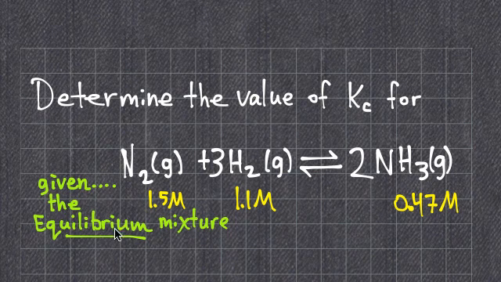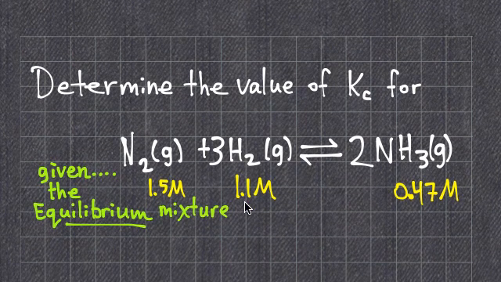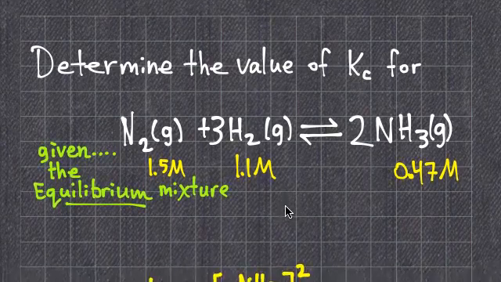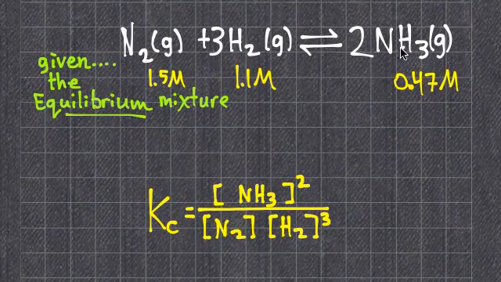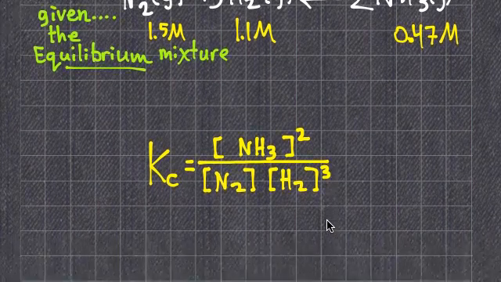given the equilibrium mixture. If we're told that these have already reached an equilibrium and I've somehow measured this one, this one, and this one, then the 1.5 and the 1.1 go in the numerator or the denominator? How do I write those expressions again? Oh yeah, here we go. The products go in the numerator to the second power, the reactant in the denominator to the third power, and plug the numbers in.